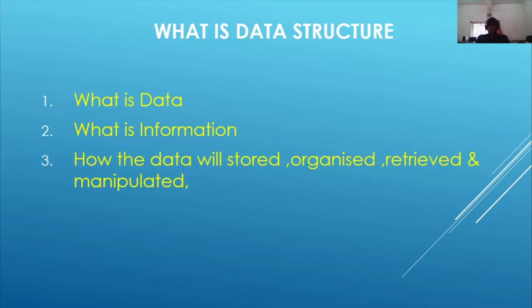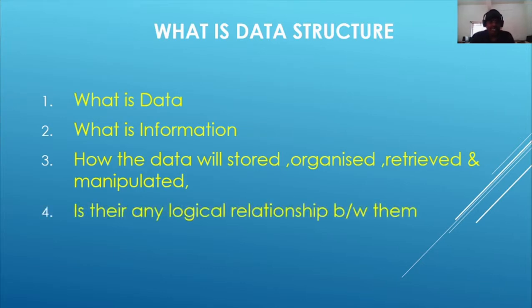So we know the data and the information. How will the data be stored in a computer, how will it be organized, how will it be retrieved, and how can it be manipulated? A data structure is one in which the data is stored in the computer memory, and how it is stored, organized, retrieved, and manipulated. This is what we call a data structure. Along with that, it also has an additional feature: is there any logical relationship from one element to another element? That is what we find out in the data structure.